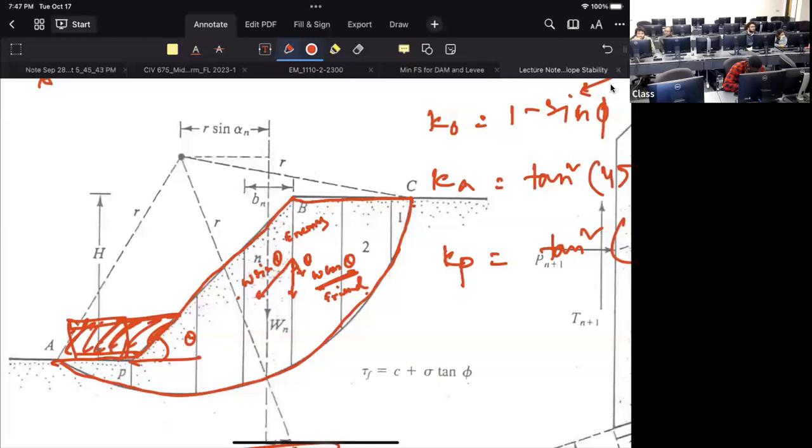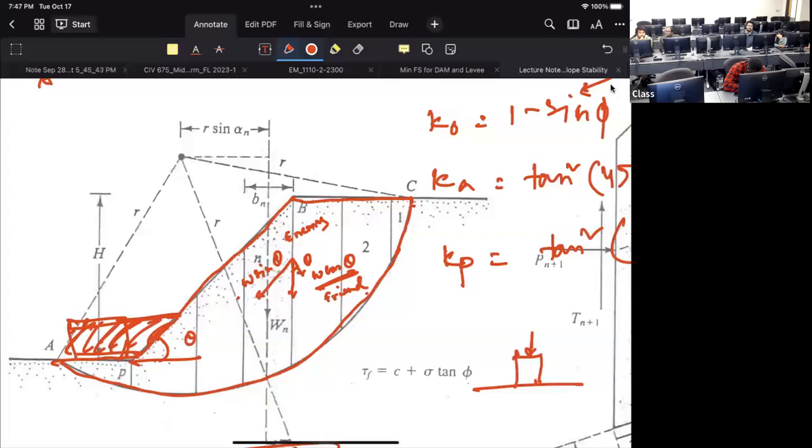But what is the definition of sigma? Let's say we have a weight. How do we get tau equals c plus sigma tan phi, that formula? It comes from something. Do you know where it is coming from? Mohr-Coulomb theory.